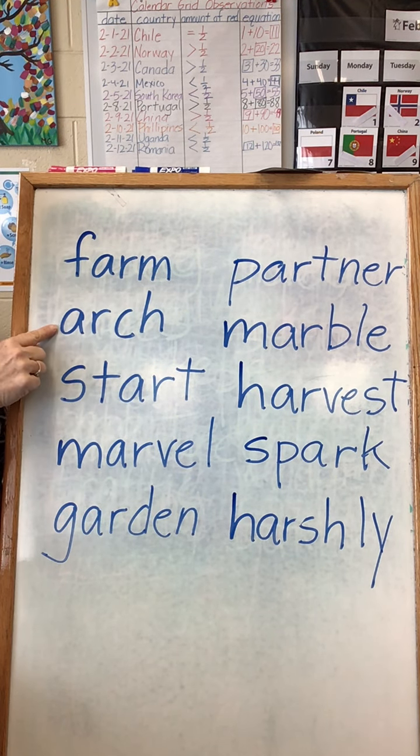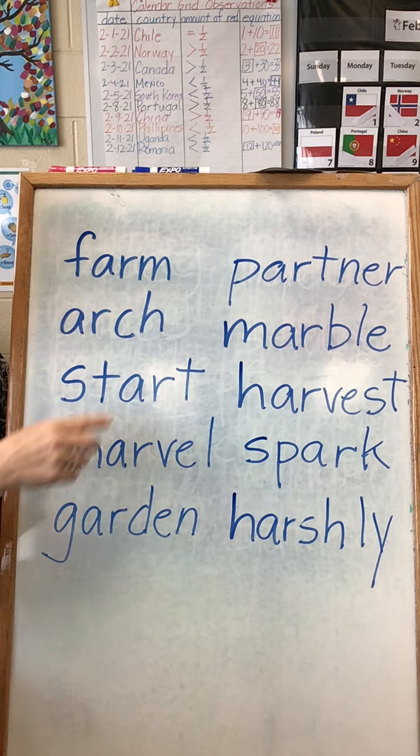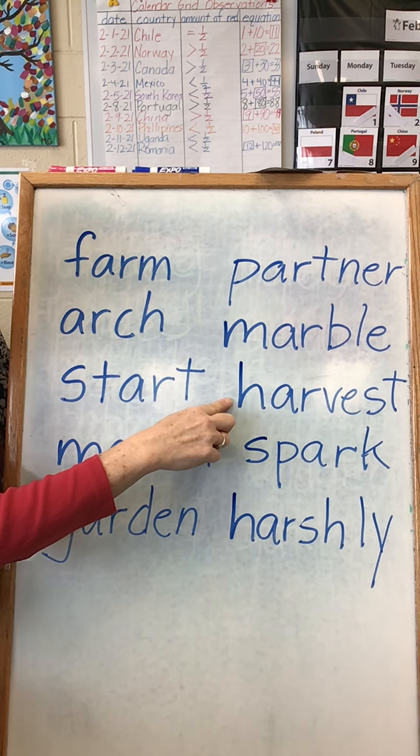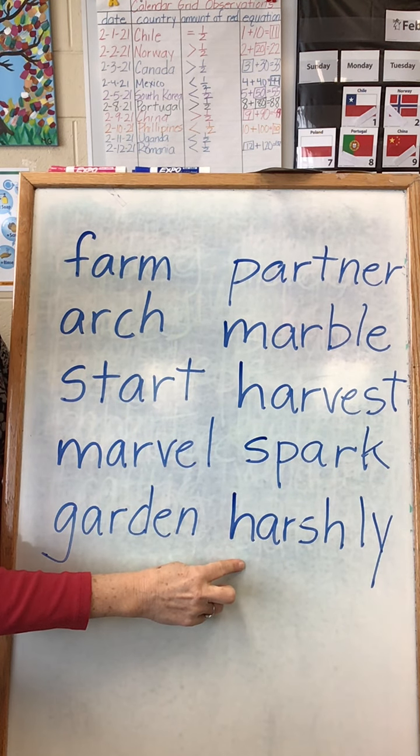Farm, arch, start, marvel, garden, partner, marble, harvest, spark, and harshly.